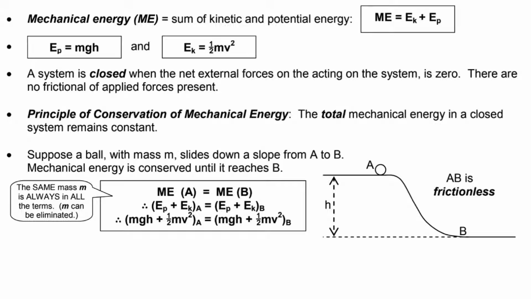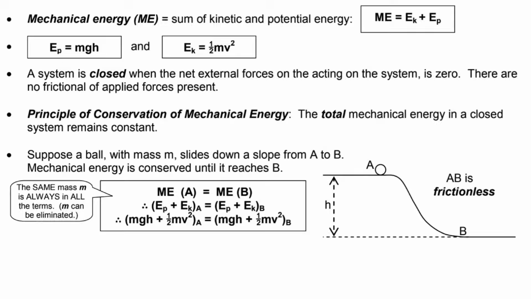Guys, the equation for the mechanical energy: the mechanical energy at A is equal to the mechanical energy at B. This is the conservation of mechanical energy. And we know the mechanical energy is the sum of gravitational potential energy and kinetic energy, at A and at the bottom.